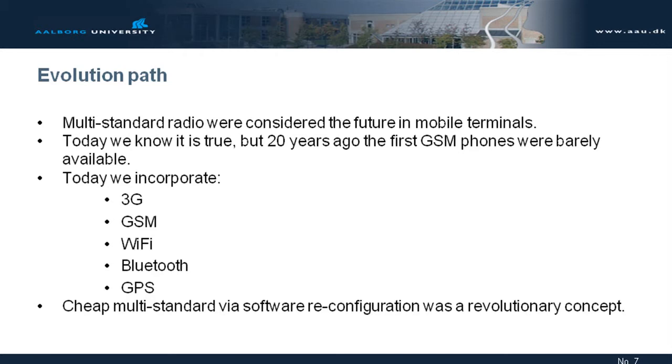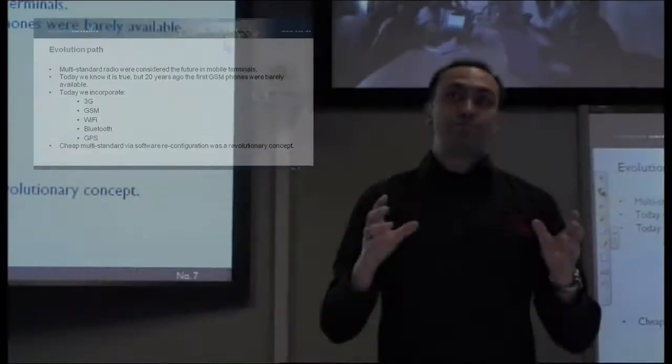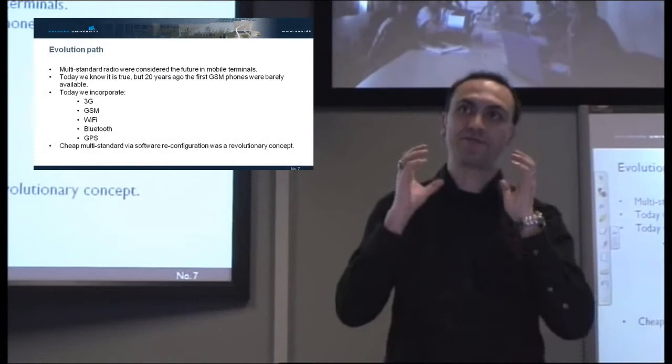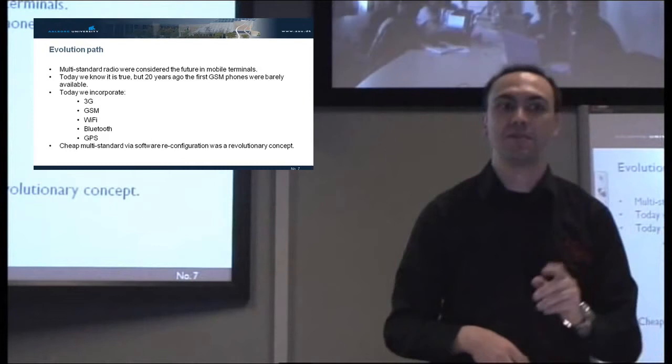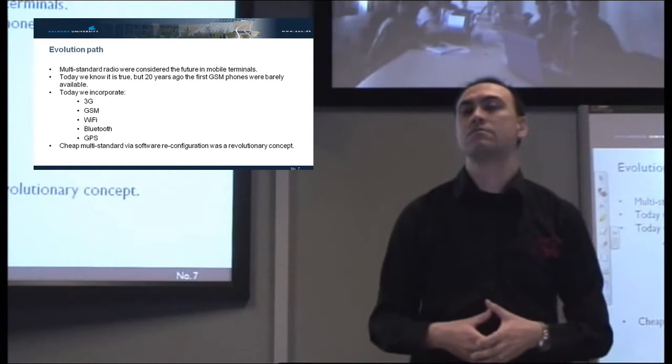Now, of course, since Moore's Law, the size of the chips has shrunk, and we are able to put 3G, GSM, Wi-Fi, Bluetooth, GPS. Do you have something else? You can put it, no problem. But at that time, no way. If you had told someone 20 years ago, I want a phone with these characteristics that we have today, forget about 3G, which was not even available, but the last four, yes, they would have come to you with a rack. Just to implement the phone.